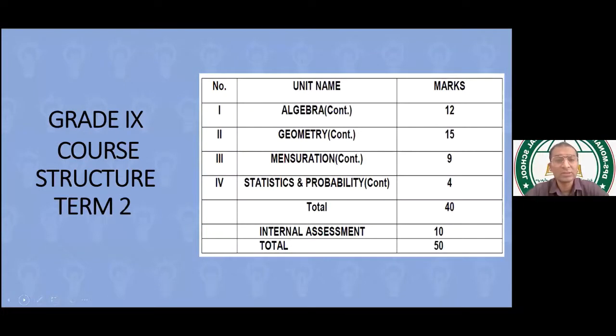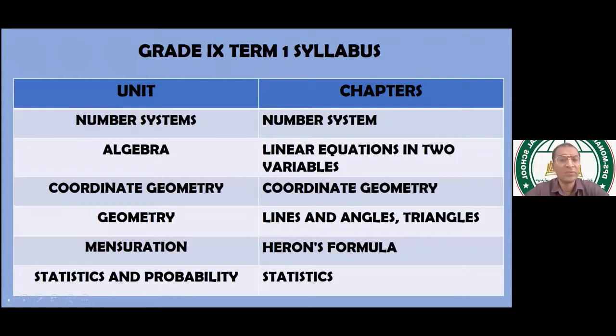Let's go to the next slide. So for term 2 also, the units remain the same. So don't be confused between the units. The units remain the same, but some different chapters are taken from these units, which will cater to a total of 40 marks for term 2. The good thing CBSE has introduced is that the chapters which you learn in term 1 will not be in term 2. So in term 2, you will have different chapters. So 40 and 10, it will be 50.